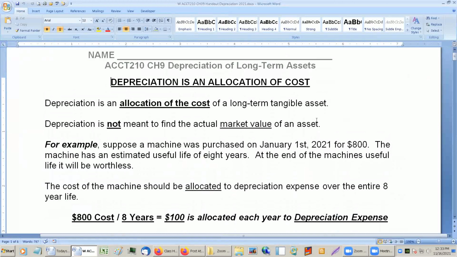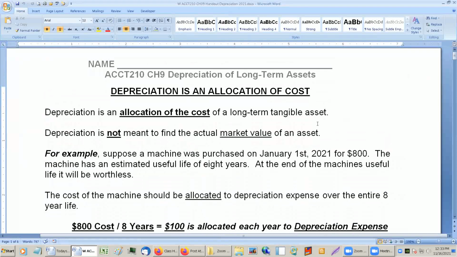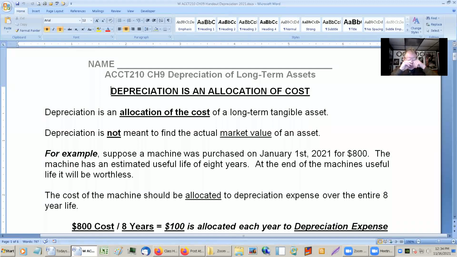Okay, so chapter 9. And again, we're talking about long-term things. We're talking about things that are more than 1 year. And again, you don't depreciate things like inventory. Inventory is an asset, but it's not a long-term one. Hopefully, inventory you'll sell within a year or whatever. But depreciation is an allocation. It's not considered trying to find the value of something.